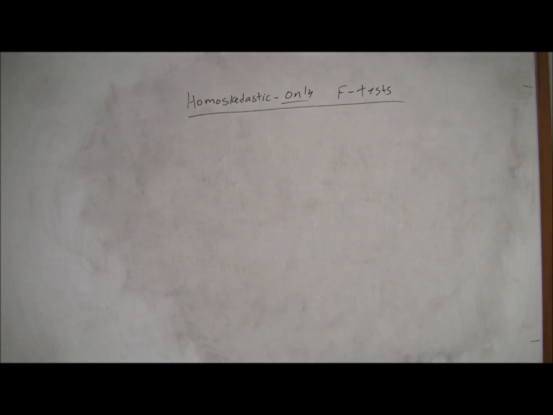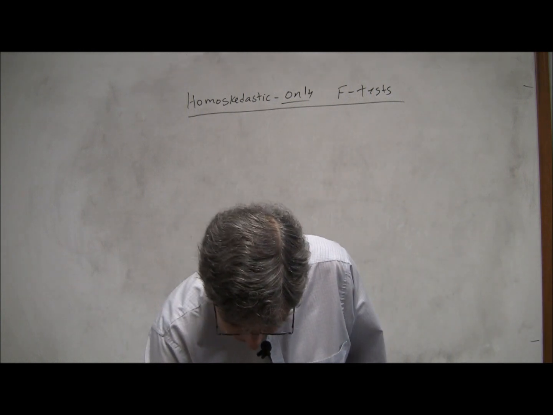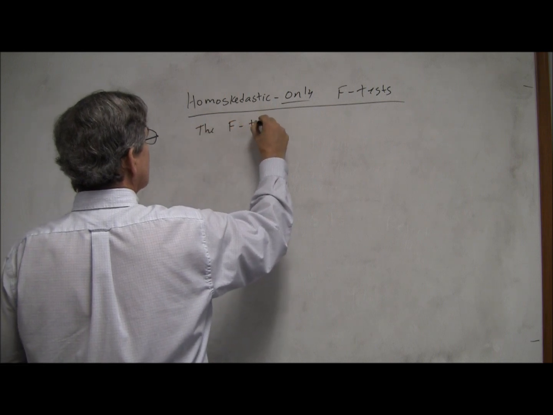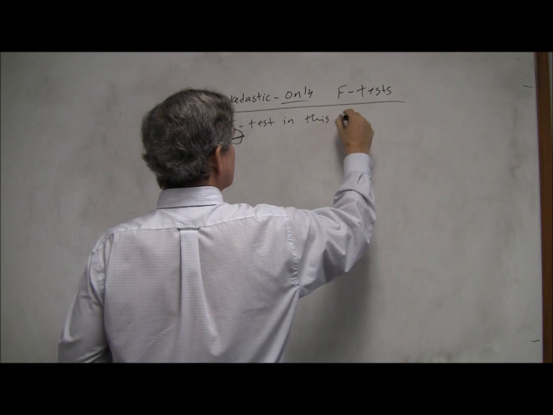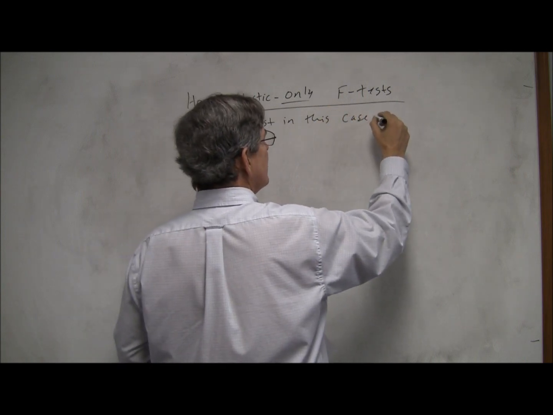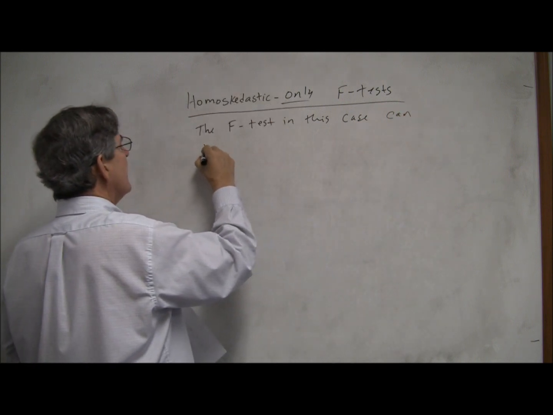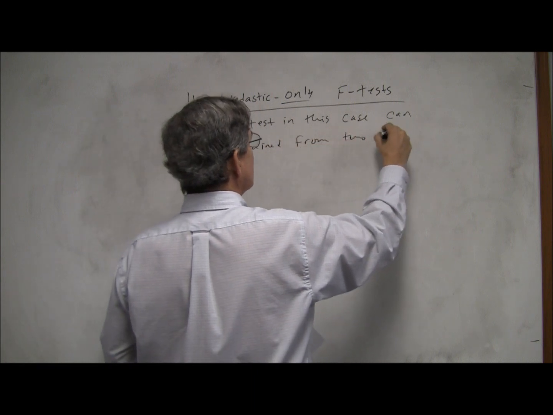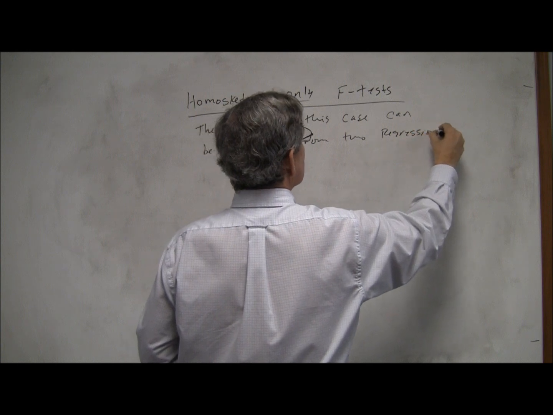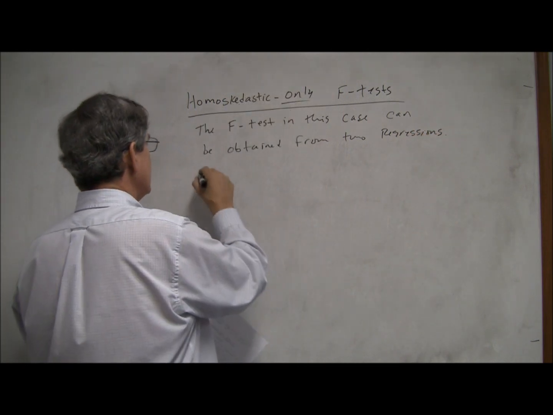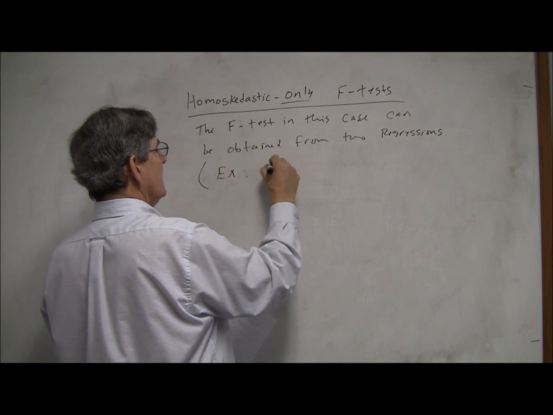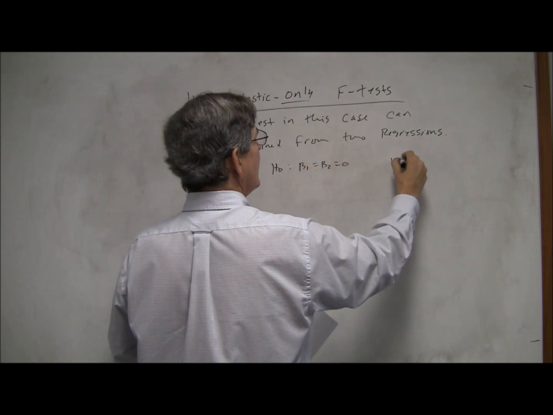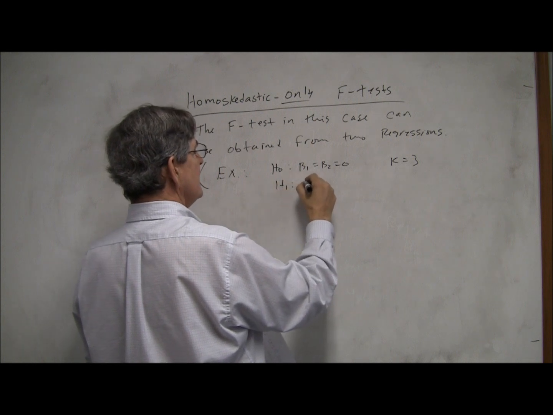So the F test in this case, there's other ways to do this, but this is a nice intuitive way, can be obtained from two regressions. And let's use as an example the null that beta 1 equals beta 2 equals 0 when k equals 3. And the alternative is at least one non-zero.